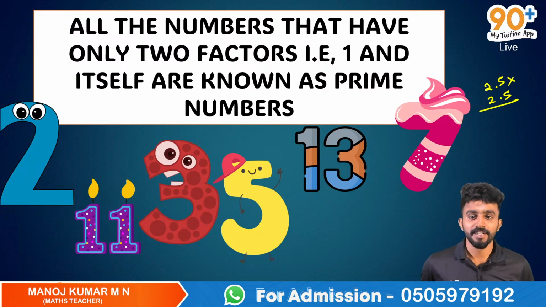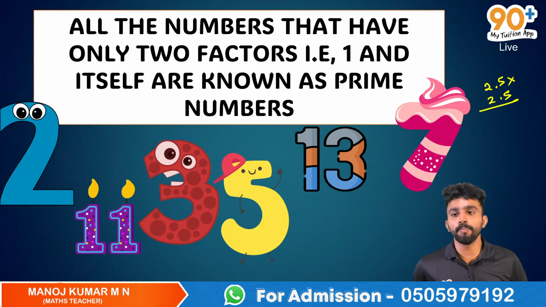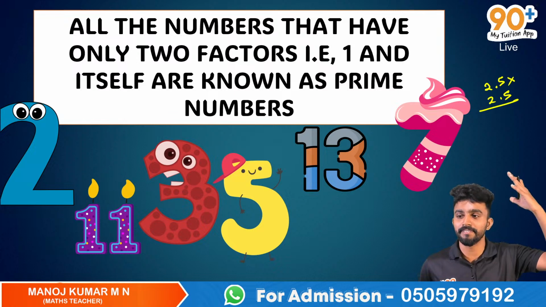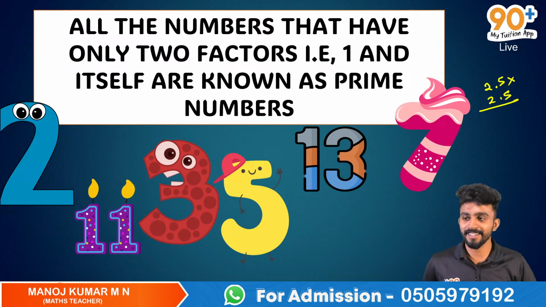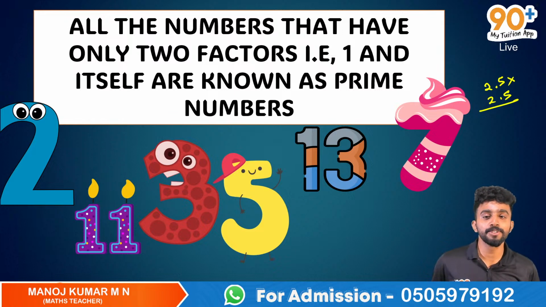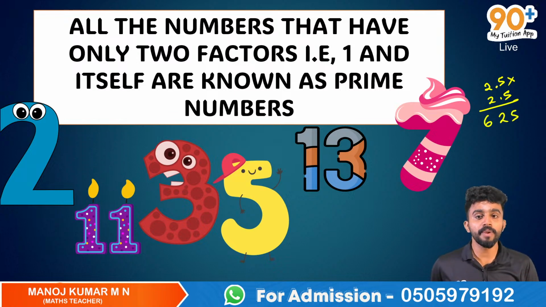So, Jerome, understood? 2.5 into 2.5, if you do, you won't get the number 5. Got it? How much will you get? Jerome, 25 into 25, if you do, you will get 625, right? We have 2.5 into 2.5, so the answer will be 6.25.